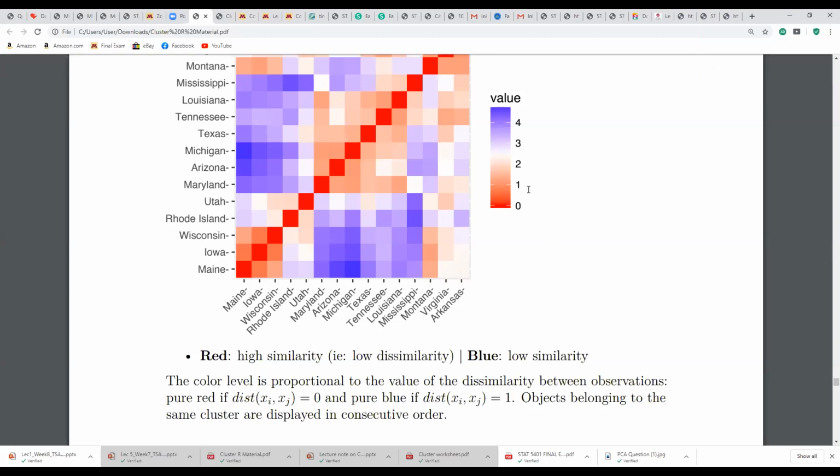Professor? Yep. I'm sorry, but could you illustrate a little bit more about how you go about steps 2 and 3 in the previous slide, when we're getting the distance, what's that called? The linkage? Thank you so much. I'm going to show you. I like that question. I'm going to show you right now.